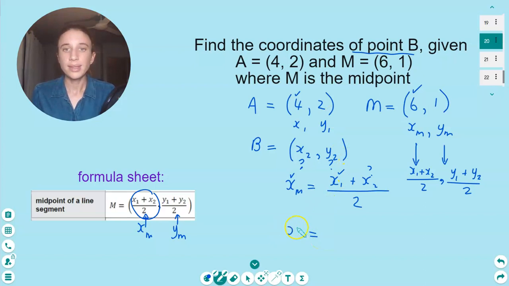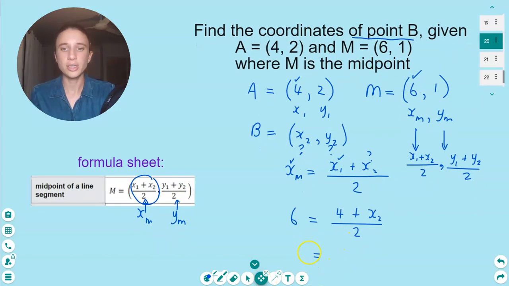So the X coordinate of our midpoint, well, we're going to substitute that in. X coordinate of our midpoint, all right, that's over here. That's number 6. X1 was 4. Plus X2, we don't know, over 2. Now we're just solving an equation.